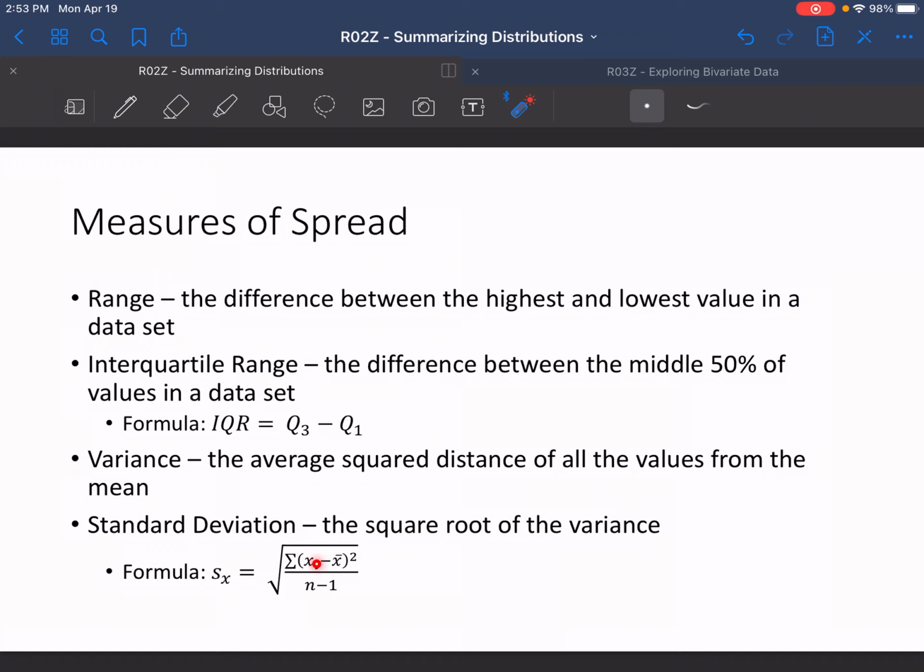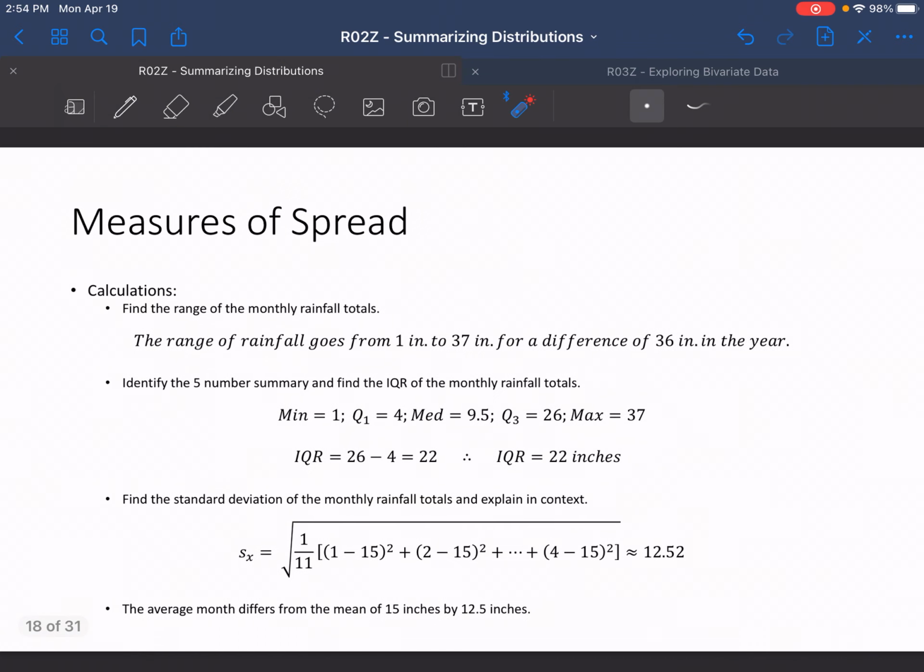So again, the variance would be basically this entire formula without the square root. But our standard deviation is essentially taking each one of the data values and subtracting the mean from it, squaring it, and then adding all of those up, and then dividing it by the total number in the data set minus 1, and then taking the square root of that.